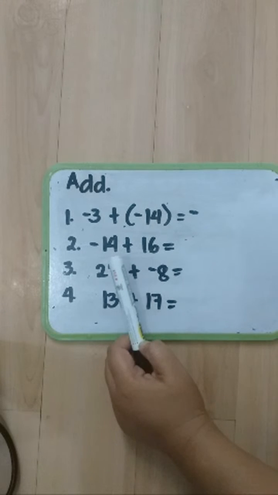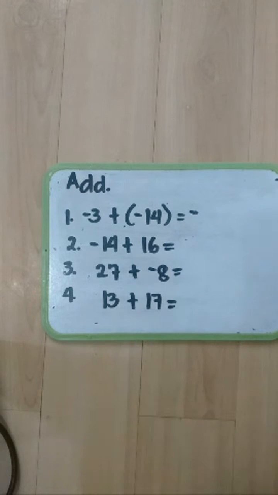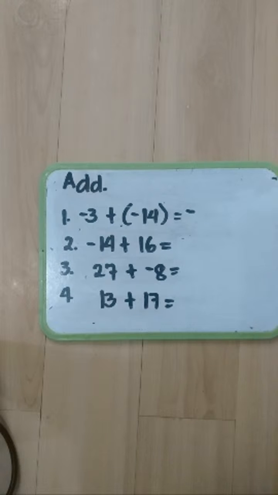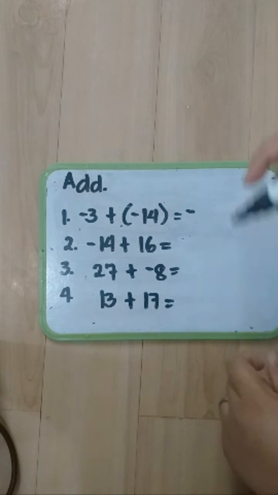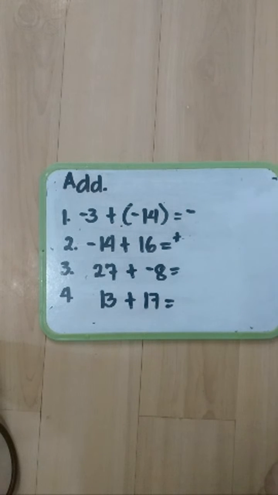Okay? Next, number 2. Kapag magkaiba ang sign, you have to follow which has the greater absolute value. Sino dito ang mas malaking absolute value sa number 2? Is it negative 14 or 16? Positive 16. Okay, very good. The correct here is positive 16. Ibig sabihin, sa number 2 natin, ilalagay natin yung plus. Kung gusto nyo medyo organize yung sagot nyo, nilalagyan nyo ng plus sa taas.